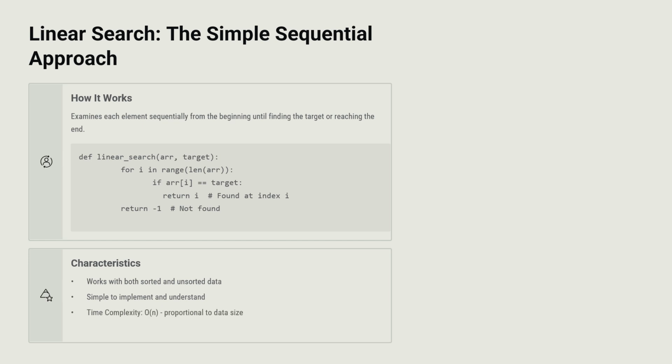Time complexity is O(n). This is proportional to data size because we start looking at each item individually and compare whether it matches the target value, and that's why the time complexity is O(n). The space complexity is O(1), that is constant space, because we are not creating any new data in this array, so the space complexity remains constant.